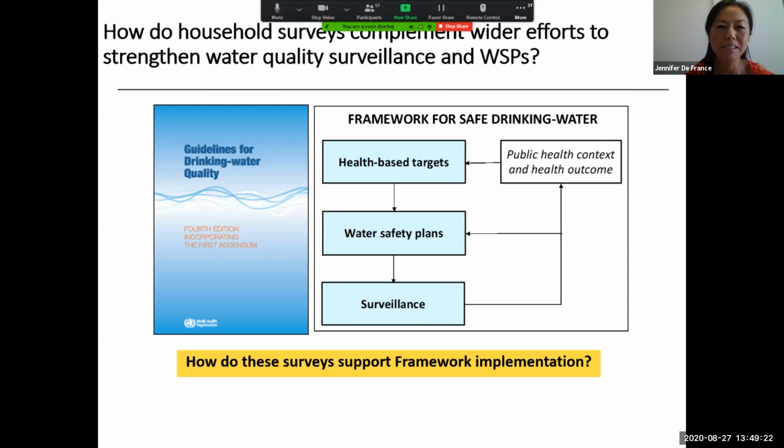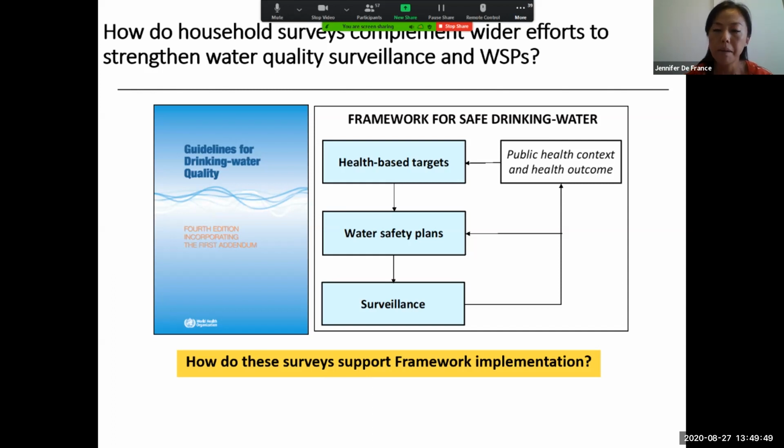So before answering this question, I wanted to start with giving a little bit of background information about the framework for safe drinking water. This is the key recommendation in the WHO Drinking Water Quality Guidelines to ensure drinking water safety. And at its core is water safety planning, a proactive risk management approach for managing the safety of drinking water by the water provider or the water supplier from the catchment to the household.